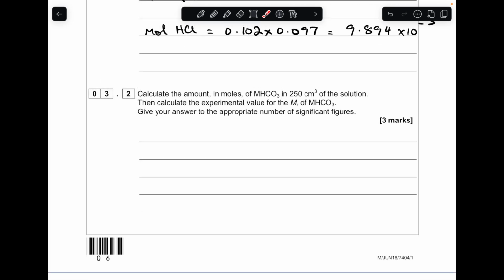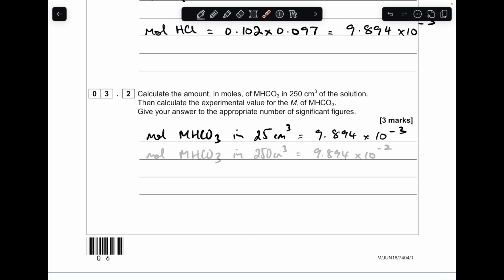Moving on to part 2, so we've now got to calculate the amount in moles of MHCO3 in the 250 cm³ of solution, and then calculate the experimental value for the MR of the MHCO3. So the moles of MHCO3 in 25 cm³ used in the titration is going to be the same as the moles of HCl because it was a 1-to-1 ratio, but we need to know how many moles are in 250, so we'll just multiply this by 10. So that's obviously 9.894 times 10 to the minus 2.